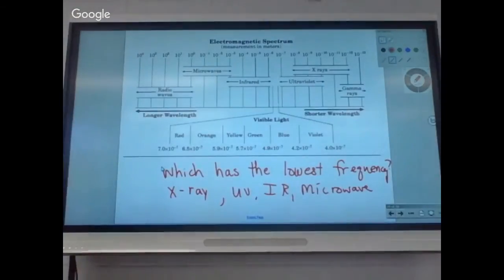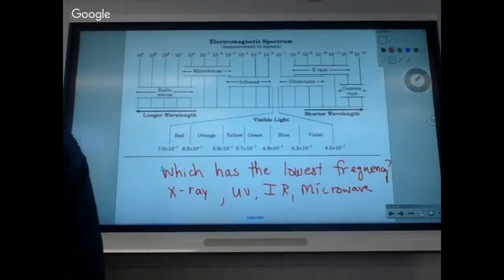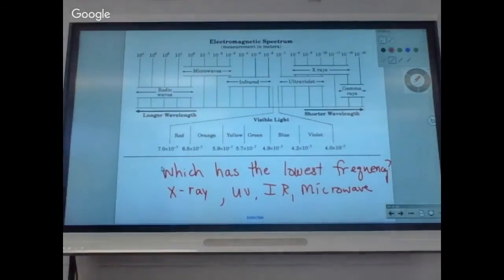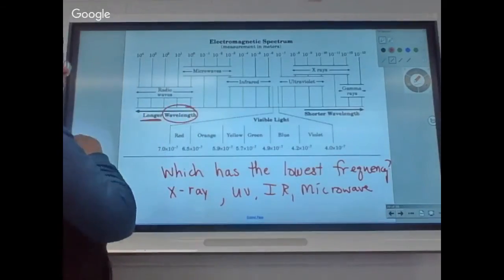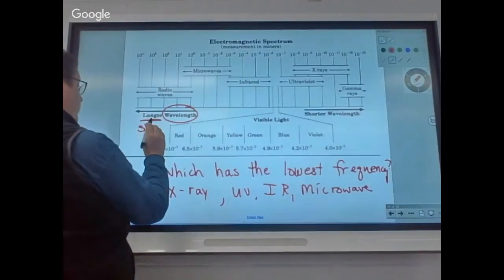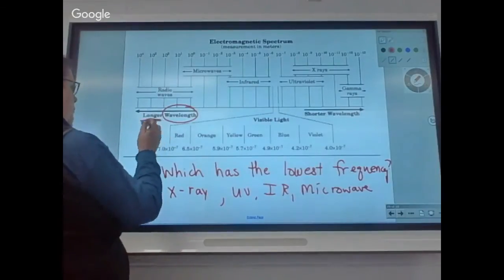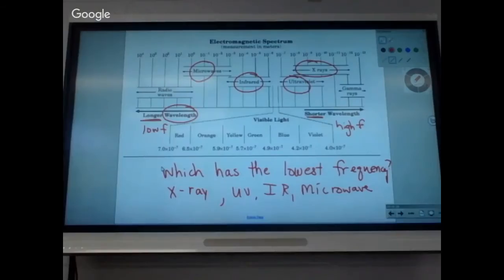Does it say frequency? Does not show frequency. It shows wavelength. Longer. What's the opposite of longer? Short. Let's say low. Opposite of short. That's how you read the chart.